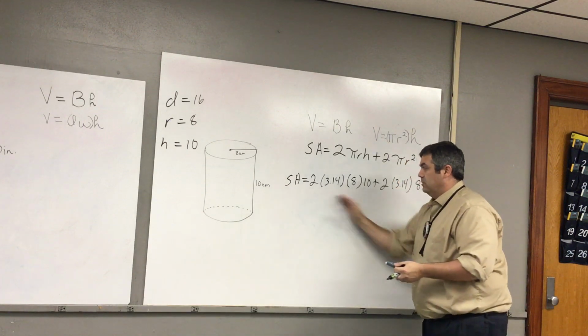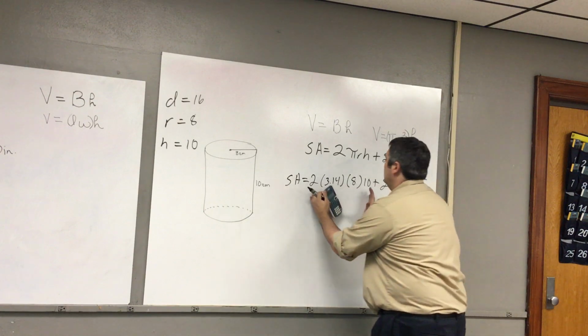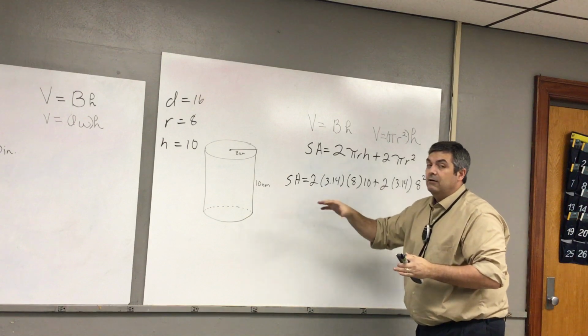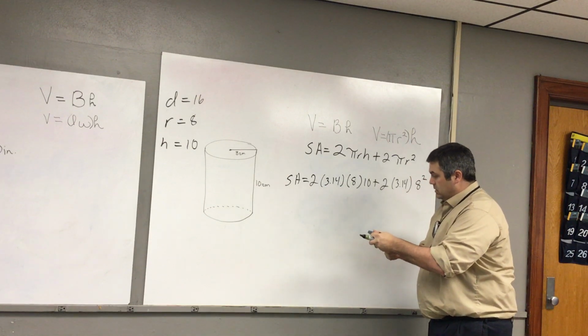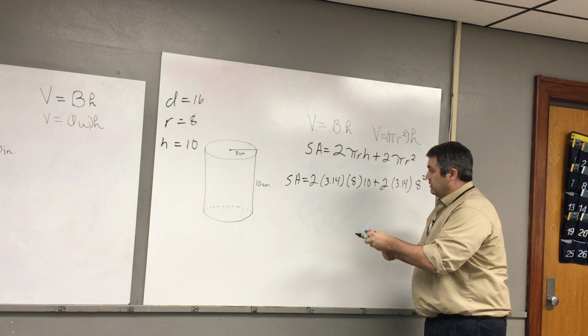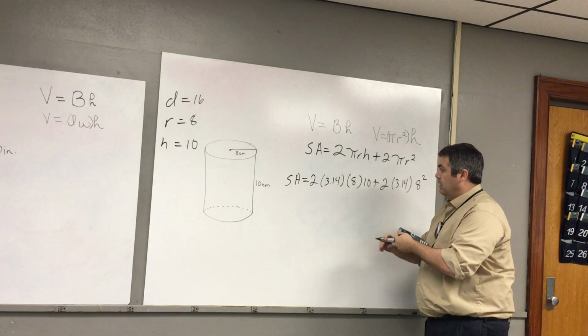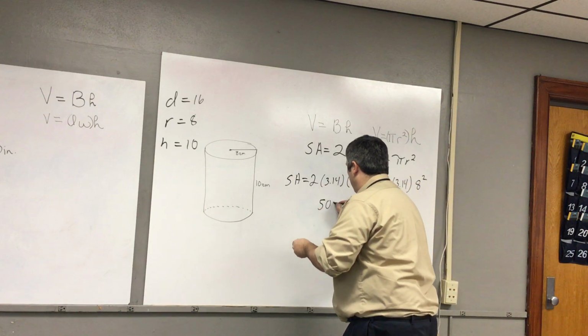So we're going to get out a calculator. All right, and I'm going to do this. 2 times 3.14 times 8 times 10. And I'm just going to do this little part right here, okay? Because I want to know what is my lateral surface area. So I'm going to do this first. 2 times 3.14 times 8 times 10. So my lateral surface area right here is 502.4.